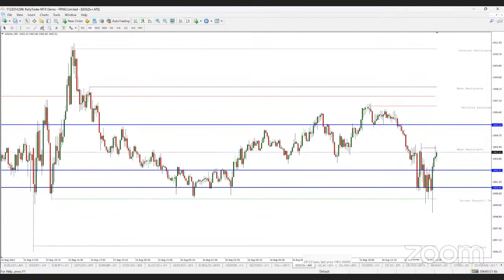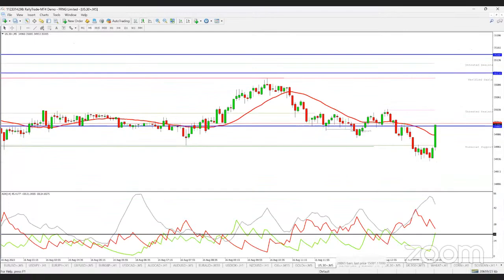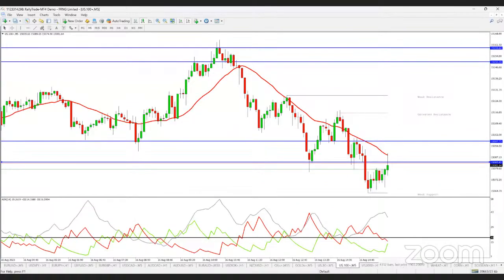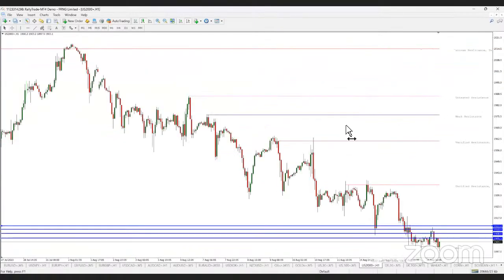So gold is a buy, US 30 is a buy, US 100 is a buy, and then US 2000 also is going to be a buy. So these are instruments that are going to be buying, but they will not stay for a long time.